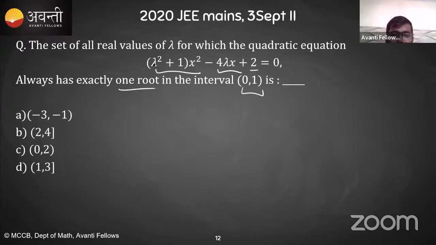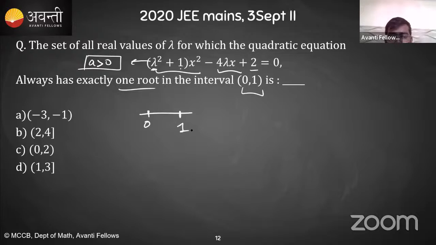So first of all, can I say that lambda square plus 1 is always positive? So our a is always positive, right? Since this is 1 plus the square of some constant. So this quadratic equation will have an upward parabolic graph. So let's try to interpret something from the graph.